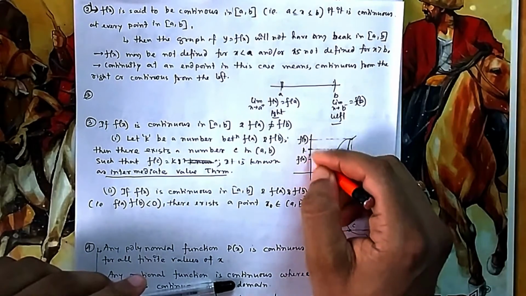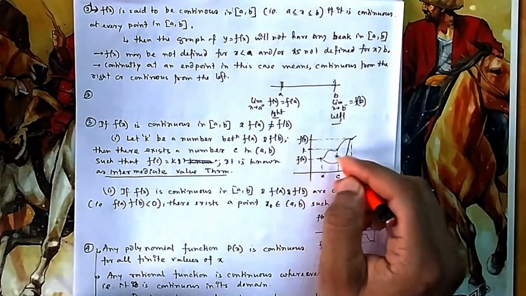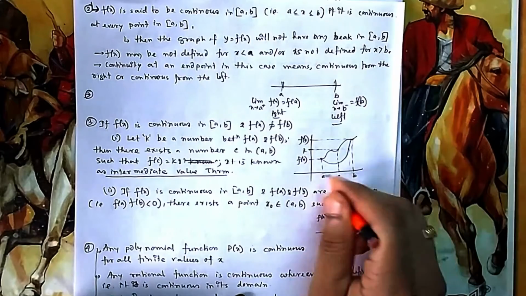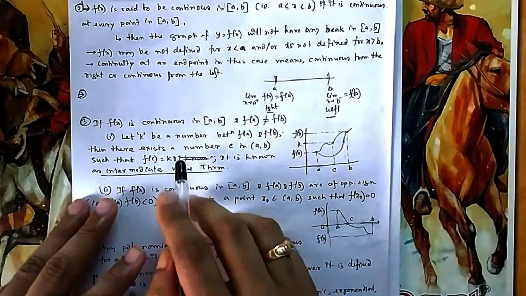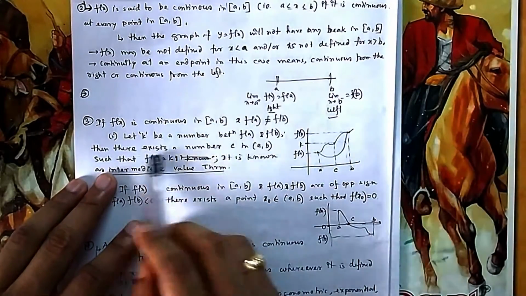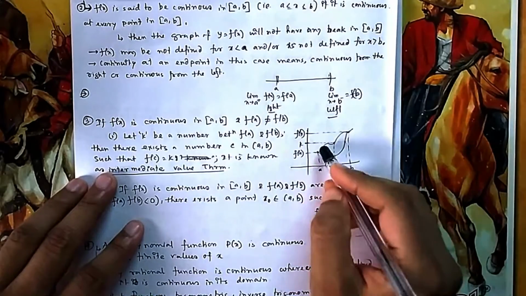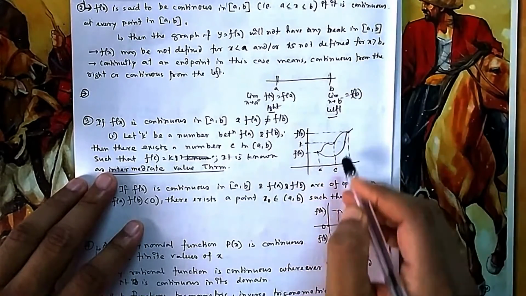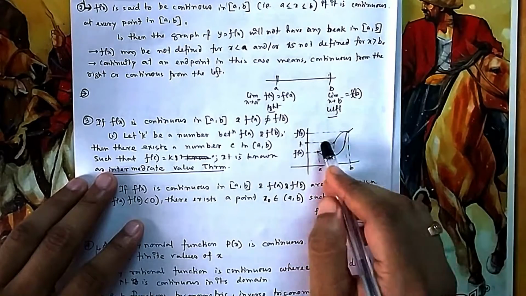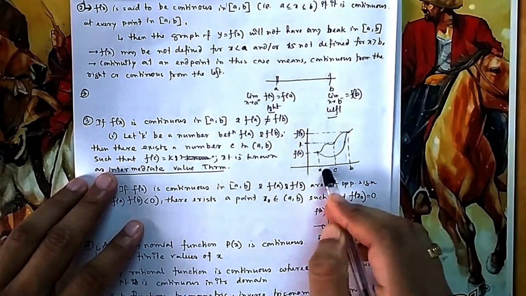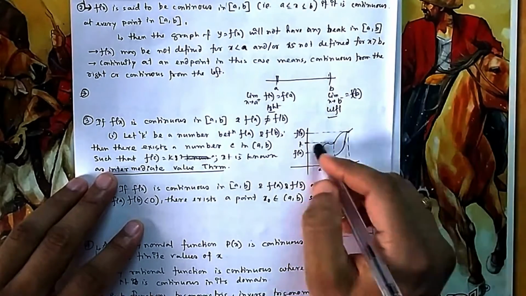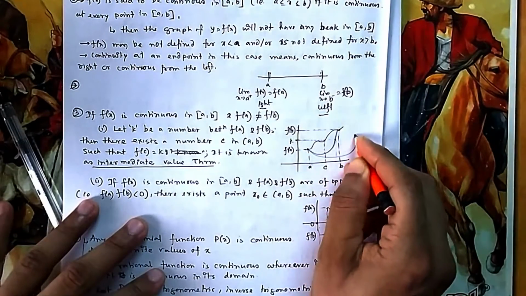The height in between these two, it will attain at some point which is in between a, b in the domain. So let k be a number between f(a) and f(b). So there exists a number c between a and b where it is attaining that height. You cannot skip that height and come here. You have to pass through this height, and this passing point will lie between these 2 points.